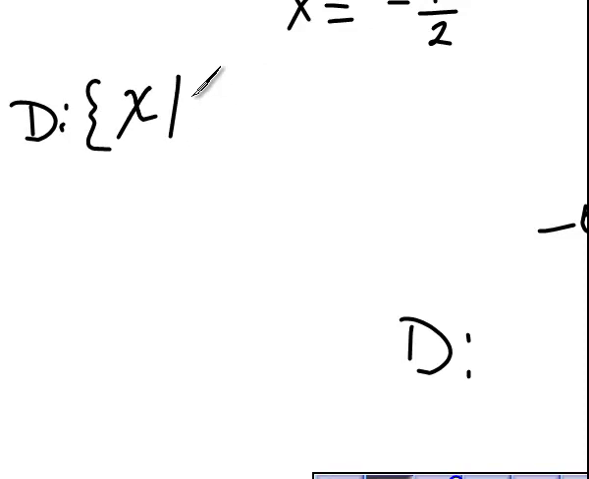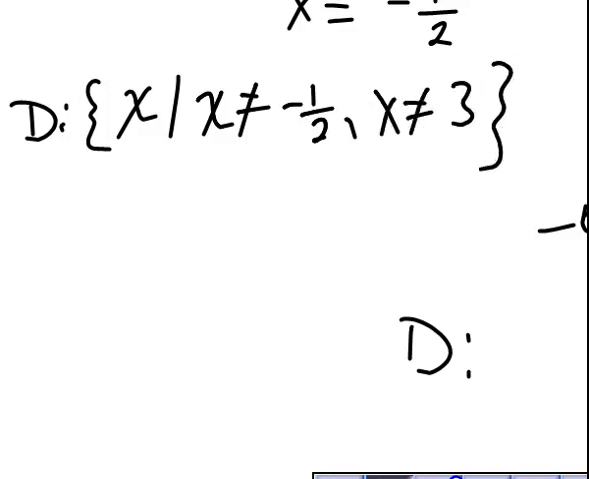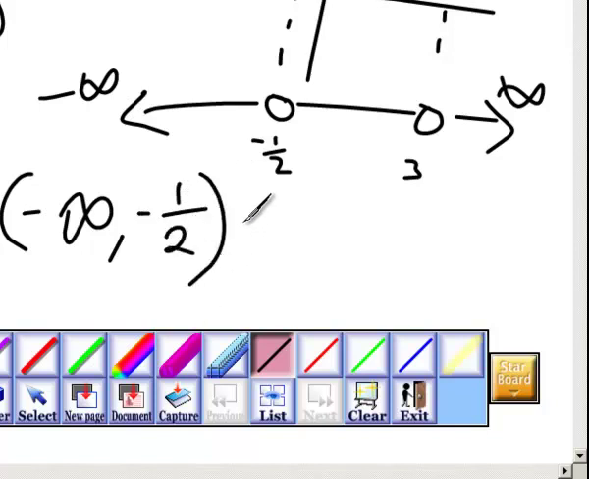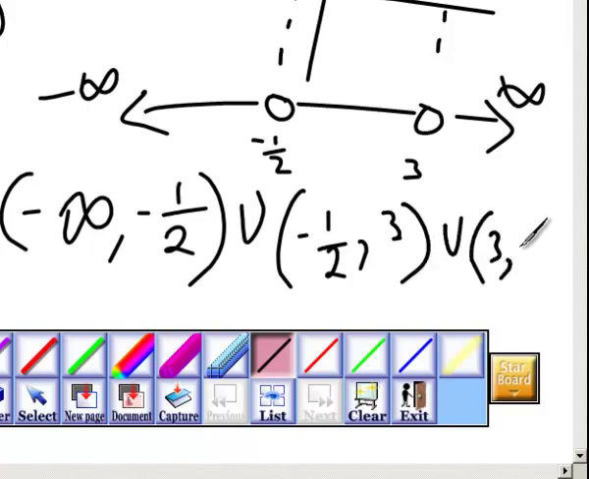So when we write, as far as set notation goes, you just rewrite what you have here, a set of all values x, where x does not equal negative 1/2 and x does not equal 3. All right, but in interval notation, we're going to have negative infinity, right? And then what? To negative 1/2, open, and then what follows after that? Union, and then what? Yeah, negative 1/2 to 3. All right, good. And then 3 to infinity.